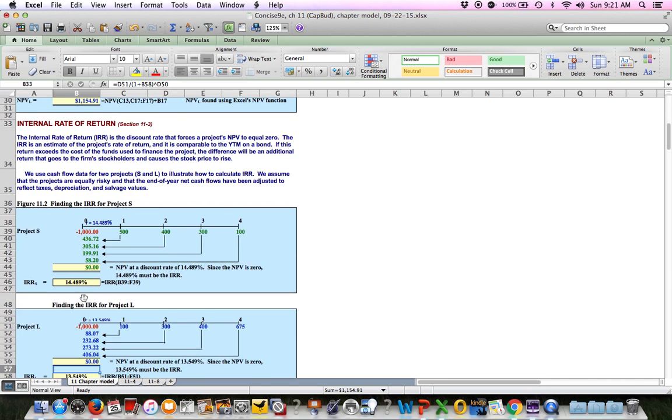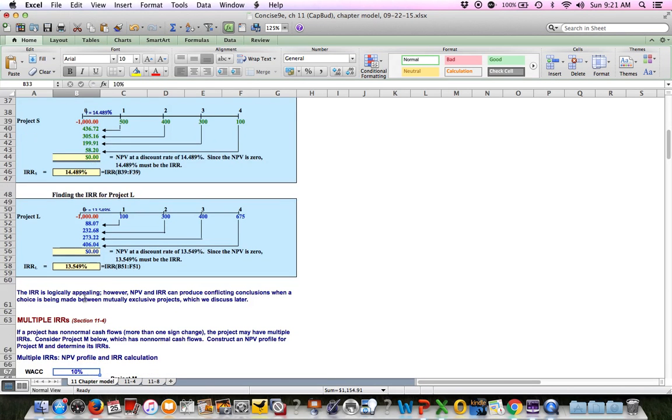Okay, so I've got the two different companies here for S and L. I'm using the same data as above. And so they're showing us for both graphically how this works. And you can just see that they give us an IRR formula right there. So I'll just go right there.